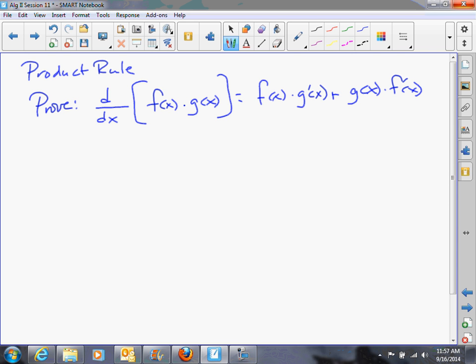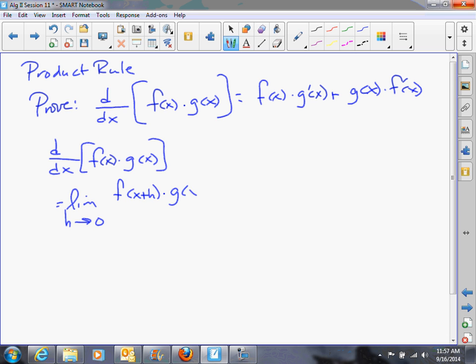Okay, so to start with, we're going to say the derivative with respect to x of f of x times g of x is equal to the limit as h approaches 0 of f of x plus h times g of x plus h minus f of x times g of x, all over h.